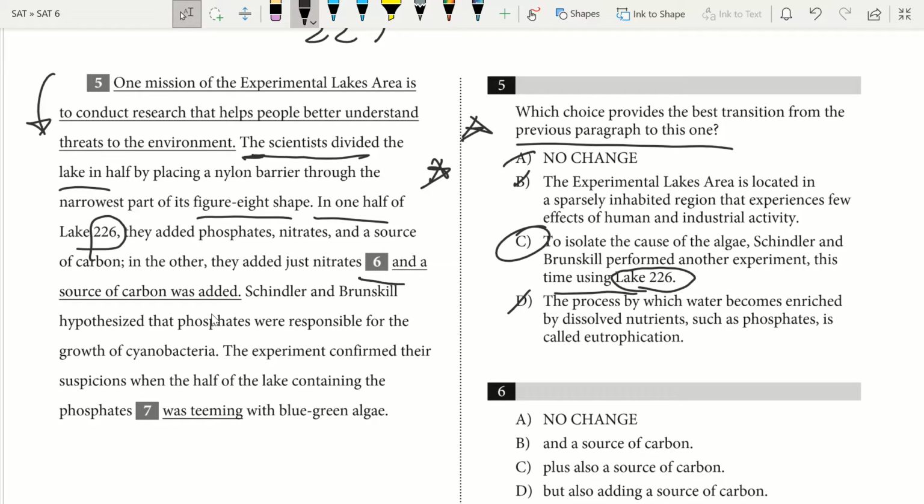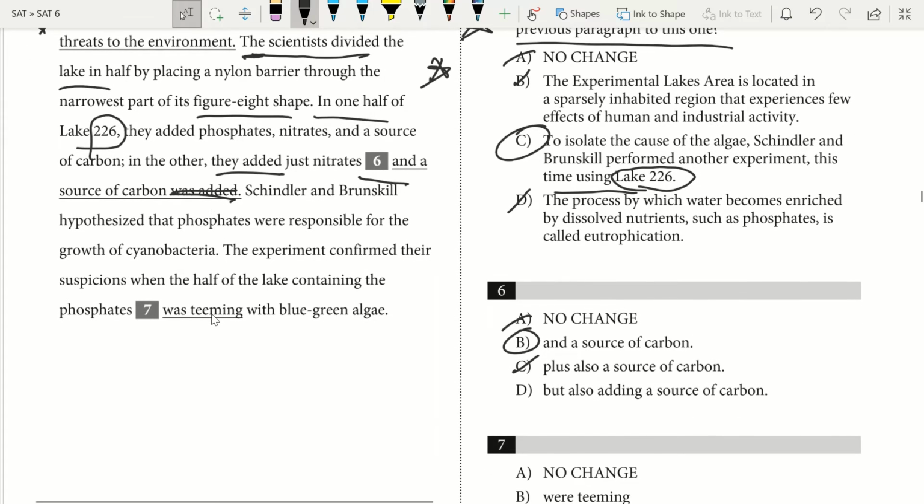Now I've got question 6. They added phosphates, nitrates, and a source of carbon in the other. They added just nitrates, and a source of carbon was added. Well, we already have "they added," so we don't need "what it was added" again, right? So we'll just have "and a source of carbon." And then "plus also" is redundant, repetitive, not efficient. And "but also adding," we already said they're adding, so we don't want that.